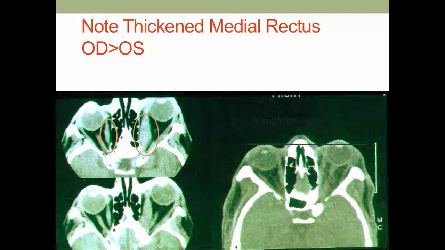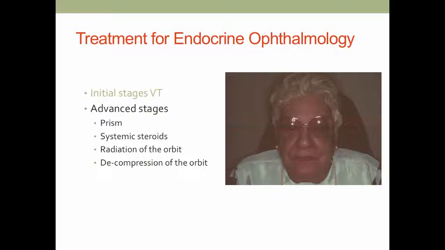Another classical one. These patients should get an MRI because you're looking at soft tissue. And it's pretty easy for anyone, even a neophyte, to see that in this particular case the medial rectus is very enlarged. Again, in the initial stages, patients may do some movement of the eyes, some EOM therapy.